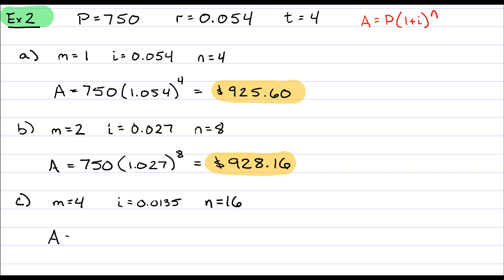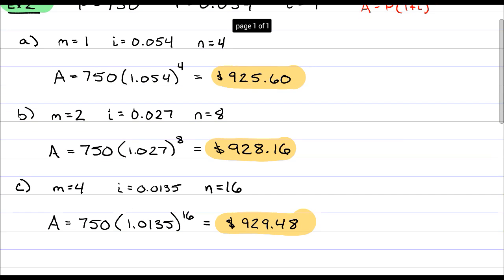So we get A equals 750 times 1.0135 raised to the 16th power. And again, I get an answer that is slightly larger than the previous one: $929.48. Okay? So I'm going to continue on and do the remaining parts of this problem.